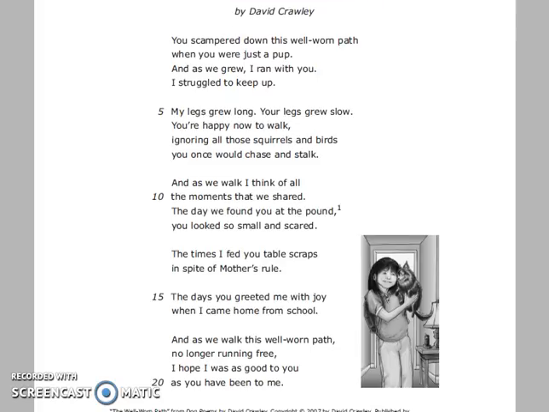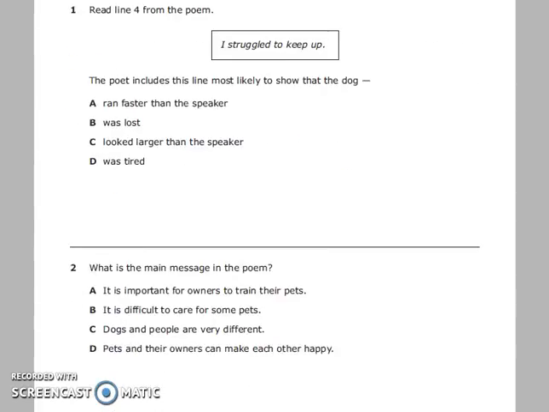All right, great. The next step is we're going to read and mark the questions. So we're going to go to question number 1. Question 1 says, read line 4 from the poem. The poet includes this line most likely to show that the dog blank.